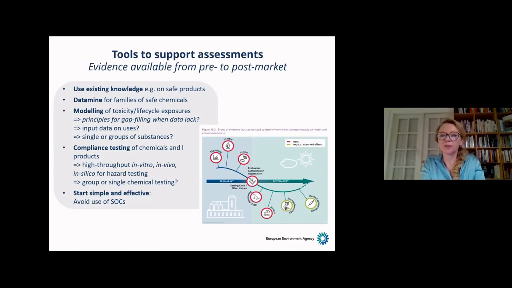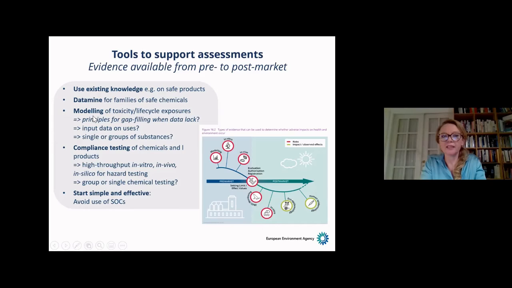So some of the tools that we could consider in applying here is, well, first of all, use the existing knowledge. There's already a lot of products out there that deliver service which is safe, so let's start simple and use those. Data mine for the families of safe chemicals. This is also where we could use many of the tools for hazard testing, etc. Modeling of the toxicity and life cycle exposures.